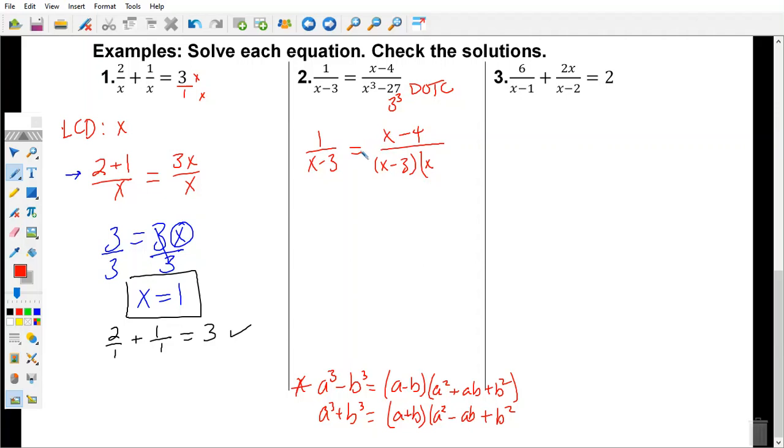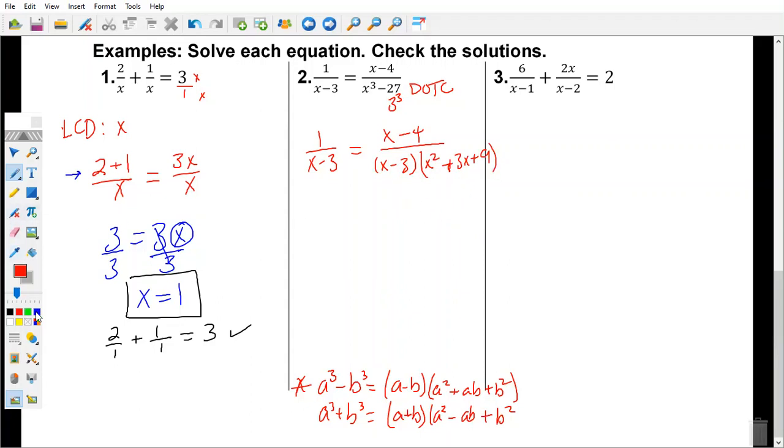All right, so here we have x minus 3. Cube root of x cubed is x. Cube root of 27 is 3. So it's going to give us x squared plus x times 3 is 3x plus 3 squared is going to give us 9. So those are our factors.